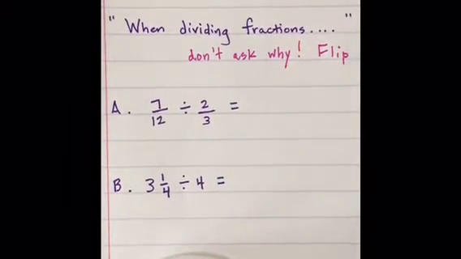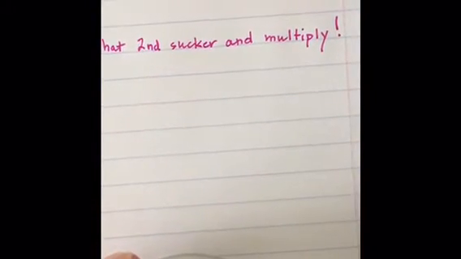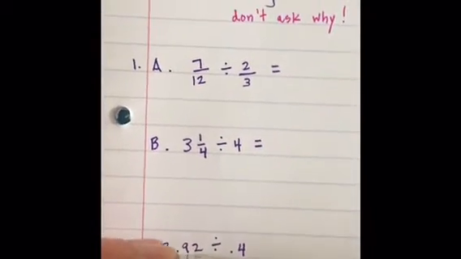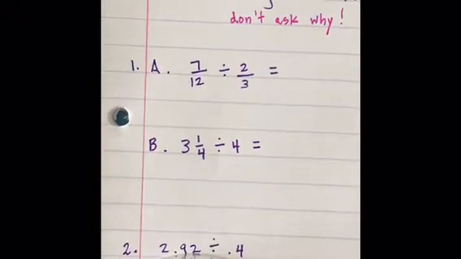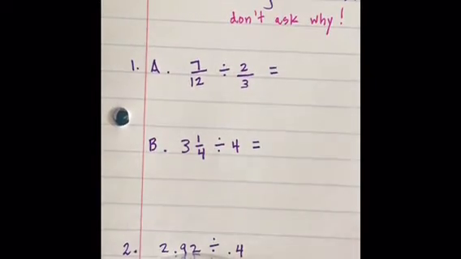Okay, let's do it together. When dividing fractions, don't ask why. Flip that second sucker and multiply. What in the world does that mean? It means we're going to use the reciprocals that we just learned about. So we don't easily divide fractions. Instead, we change it to a multiplication problem where we multiply by the reciprocal.